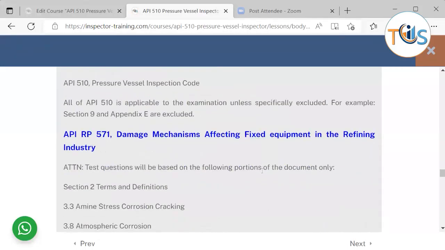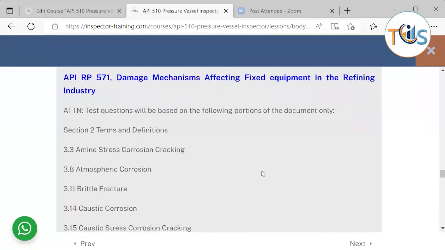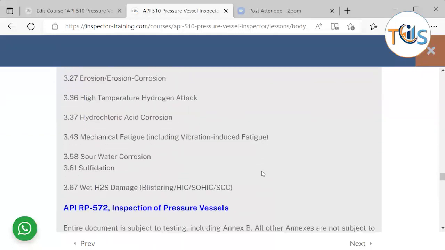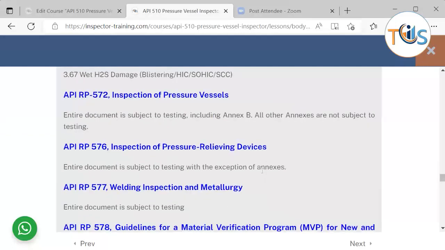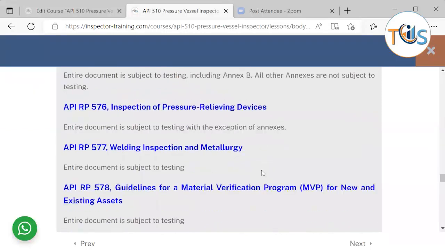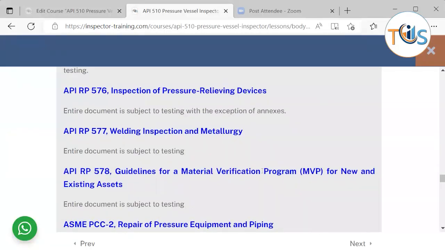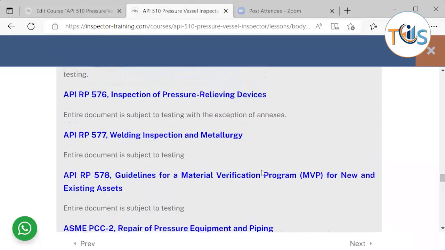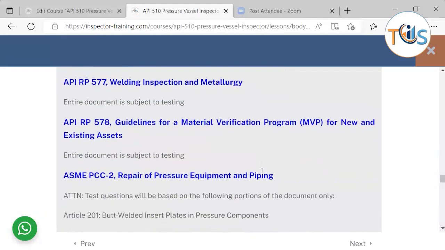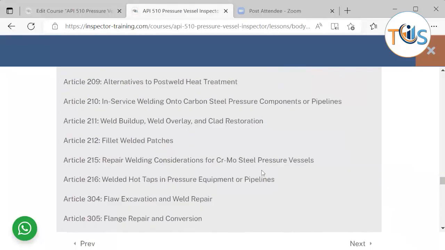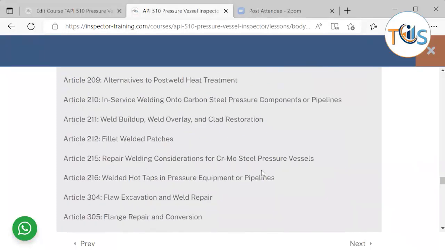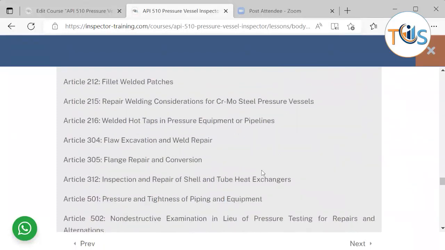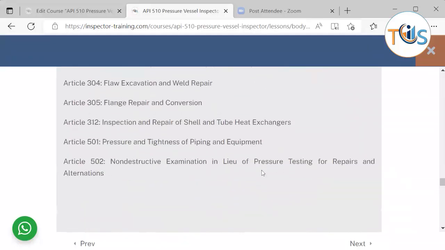And then a specific one about API 510, and then the damage mechanism, and inspection of pressure vessels. So as you can see here, the entire document is subject to testing for this: 576, 577, 578, and PCC-2. Only these articles are used that you should know and we have covered in our course.